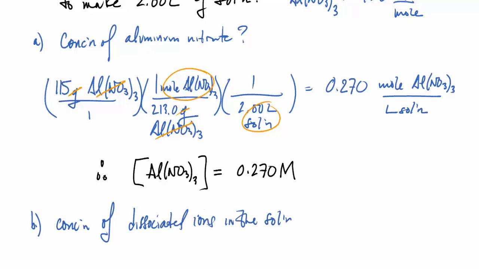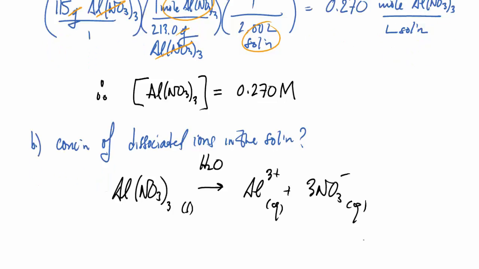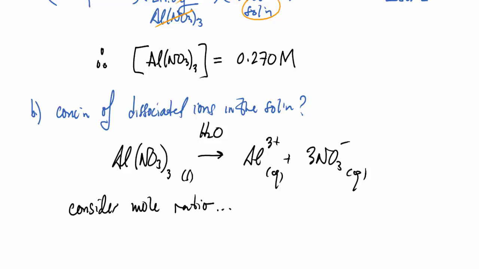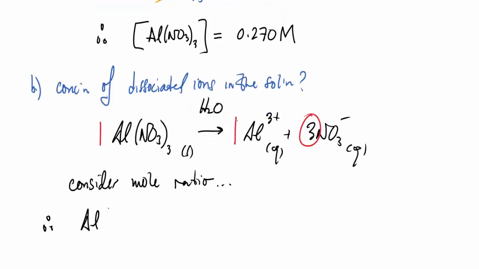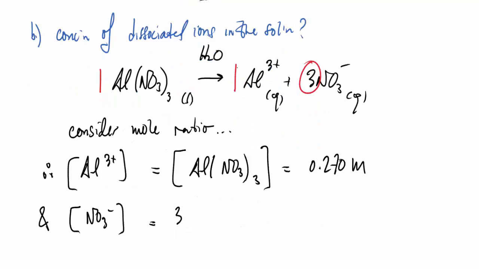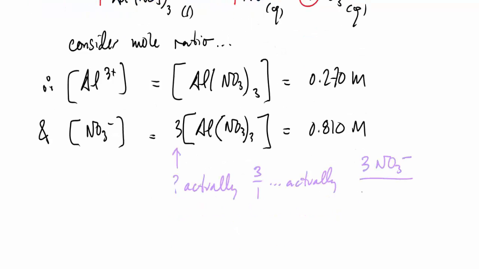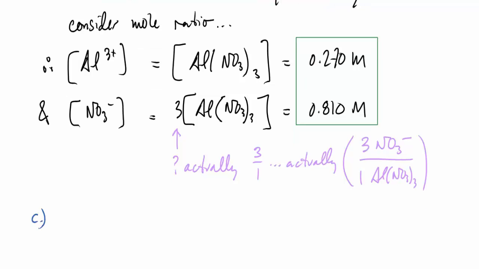Let's get the concentration of dissociated ions in the solution. So remember that the aluminum nitrate will dissociate in solution, giving you 1 aluminum ion and 3 nitrate ions. So if you think about the mole ratio, which is 1 to 1 to 3, I think you'd quickly come to the conclusion that the aluminum ion is going to be the same concentration as aluminum nitrate. It's 0.270 molar, but the nitrate ion will be 3 times that amount. Remember, that'll be 0.81 molar. Why should it be 3 over 1? It's actually 3 nitrate ions for every 1 formula unit of aluminum nitrate that dissociates. So those are the concentrations of the ions.